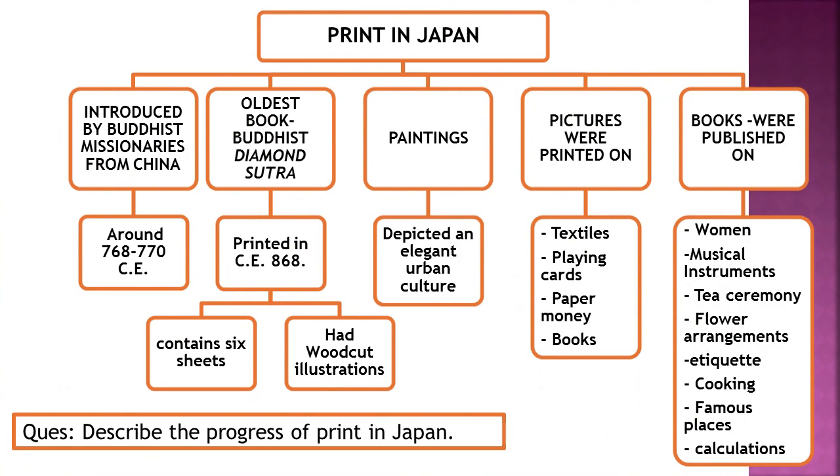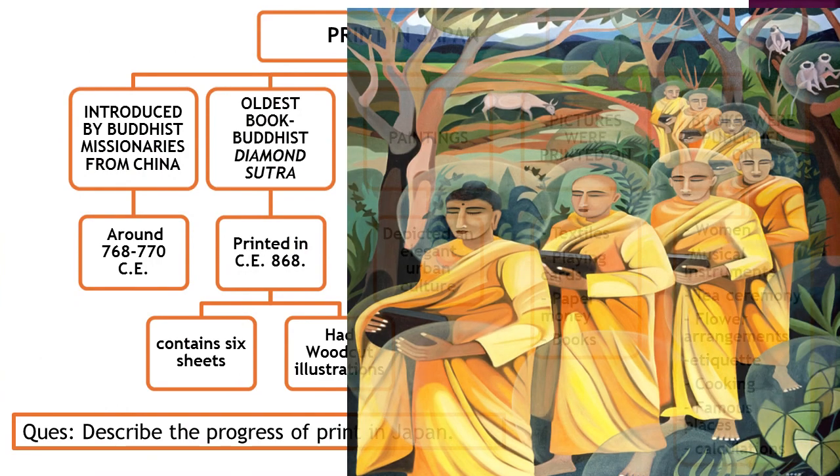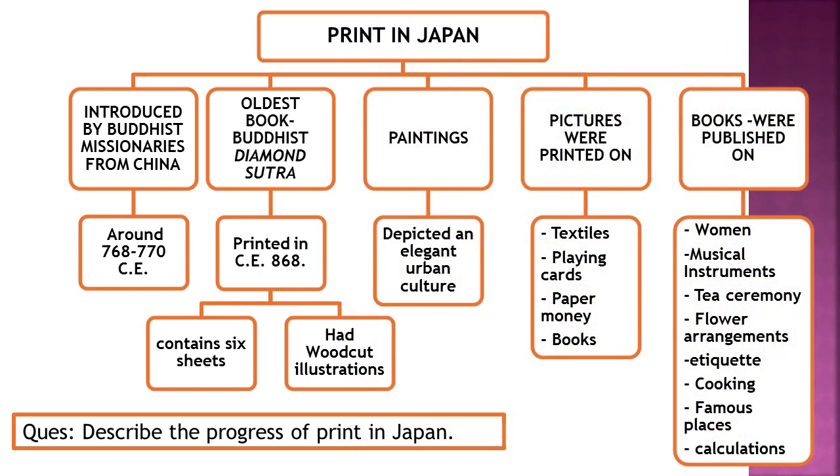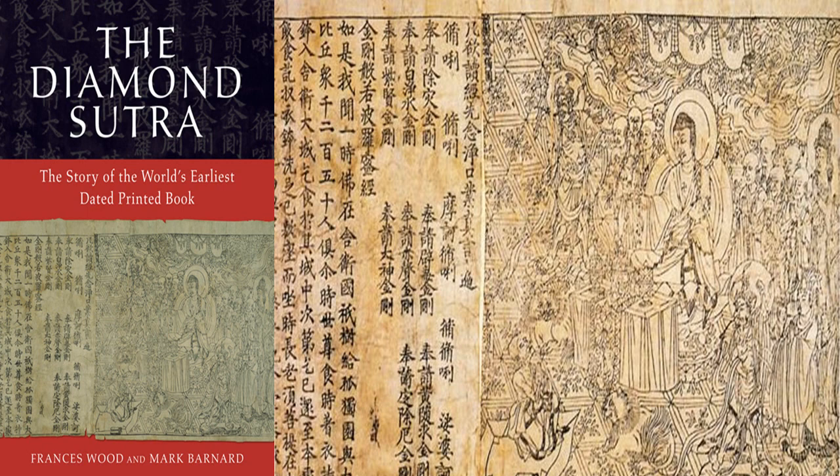Now let's talk about Japan. Do you know, children, Chinese Buddhist missionaries went to Japan and taught the technique of woodblock printing to Japanese people. So the oldest Japanese book to be printed through this technique was the Diamond Sutra. It was printed in 868 AD. It had 6 pages and illustrations.